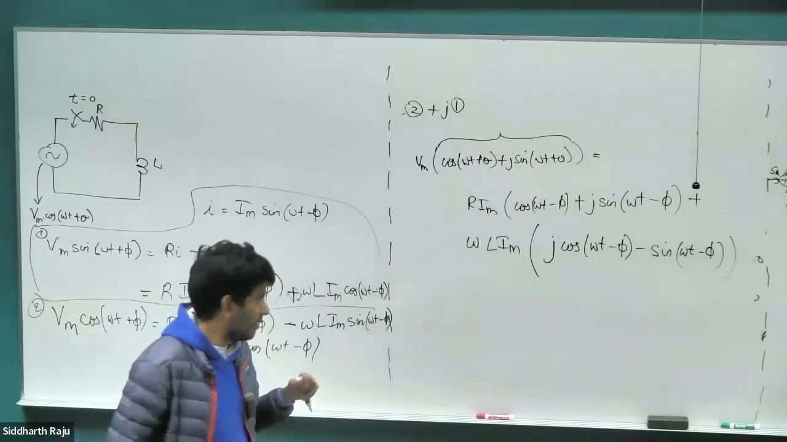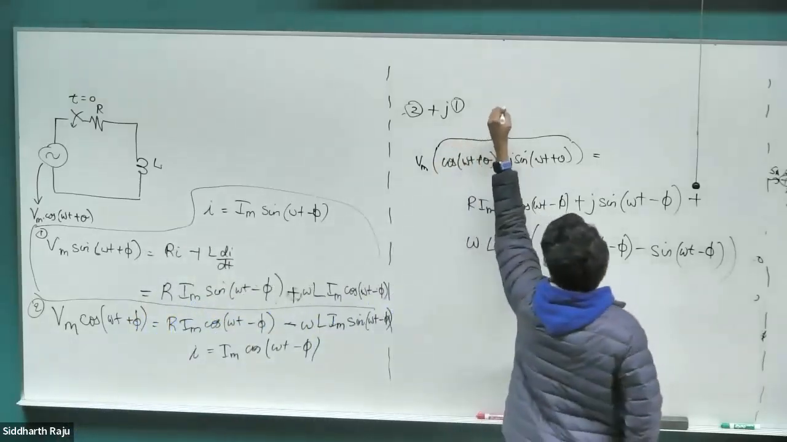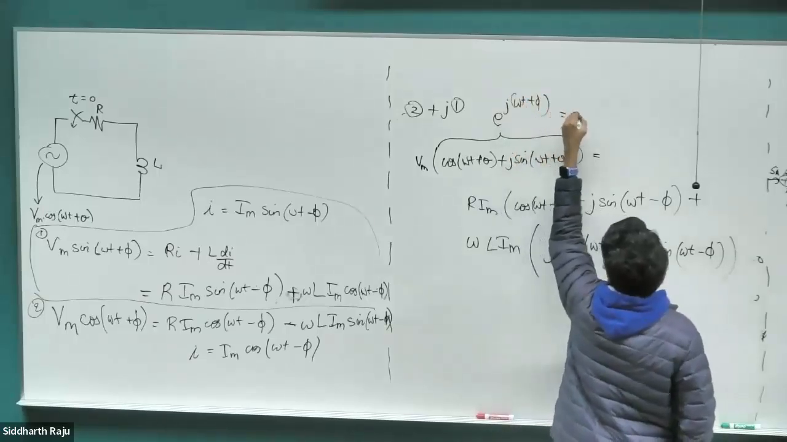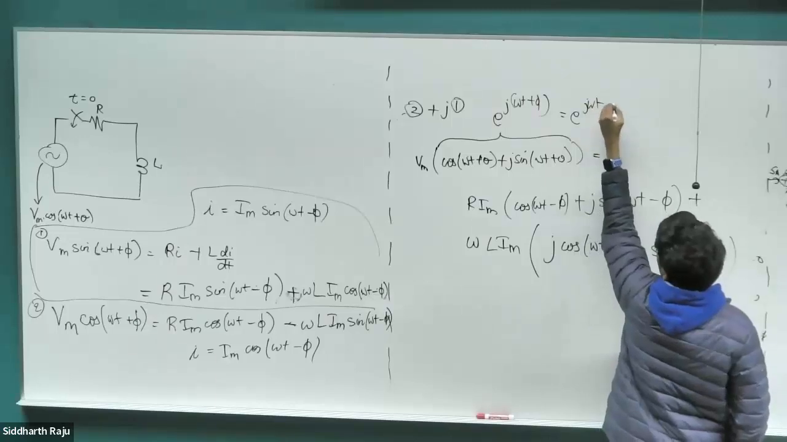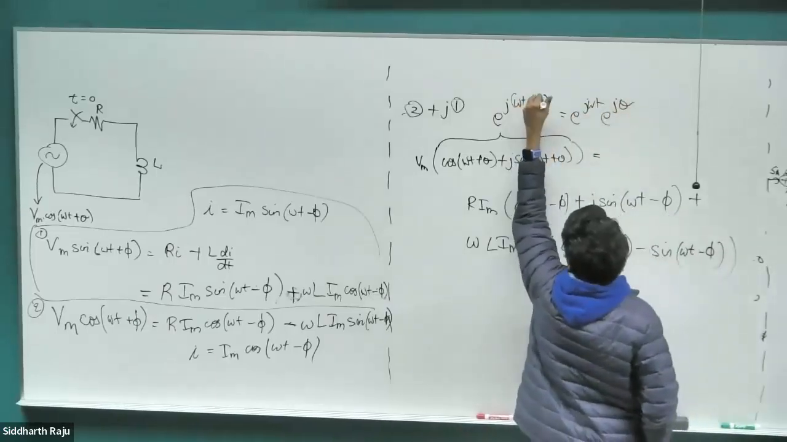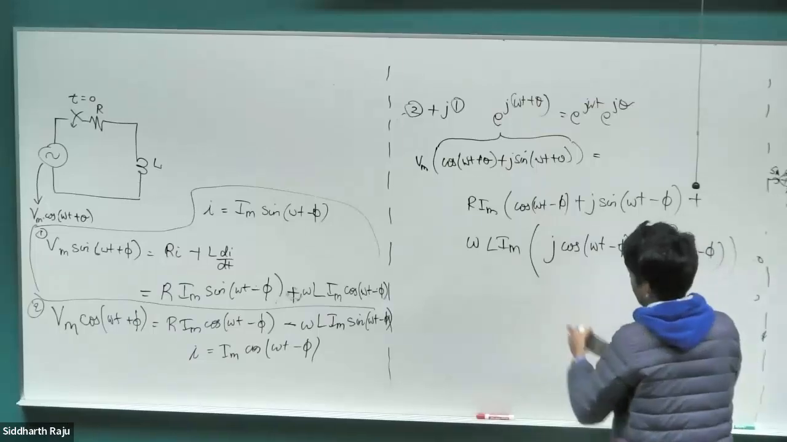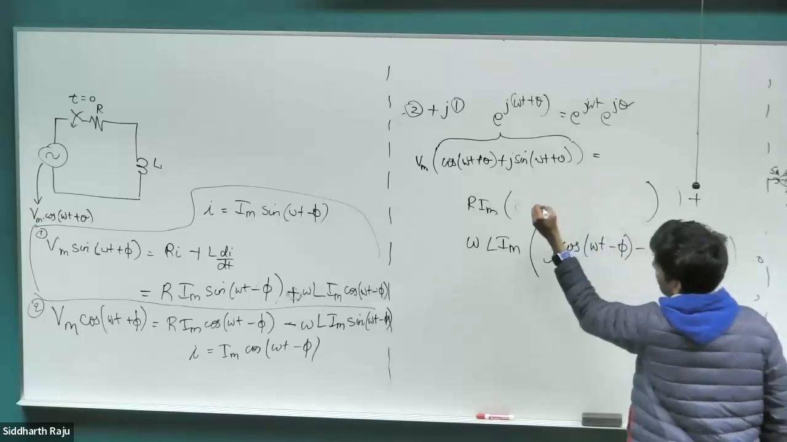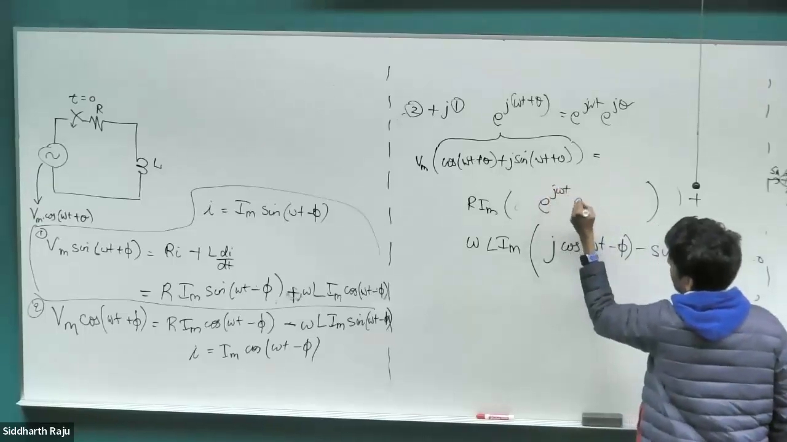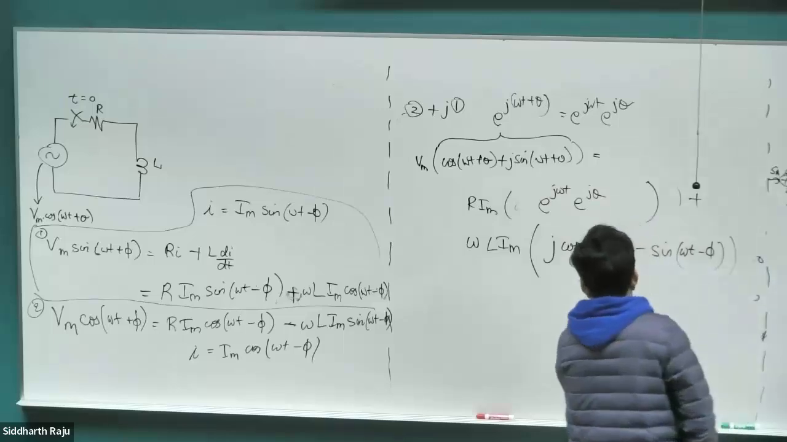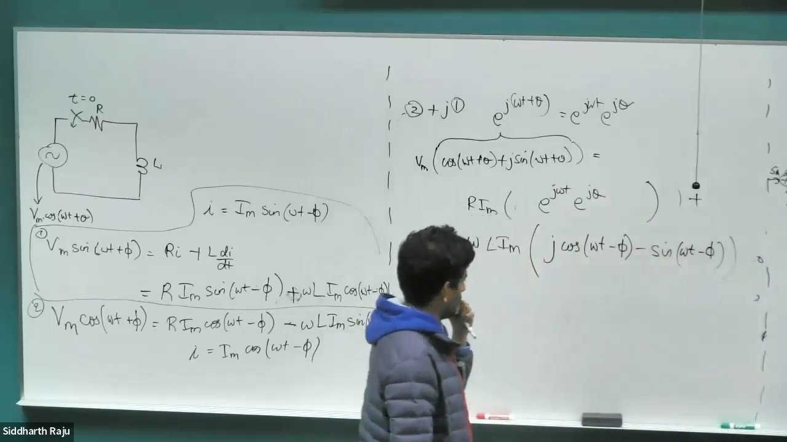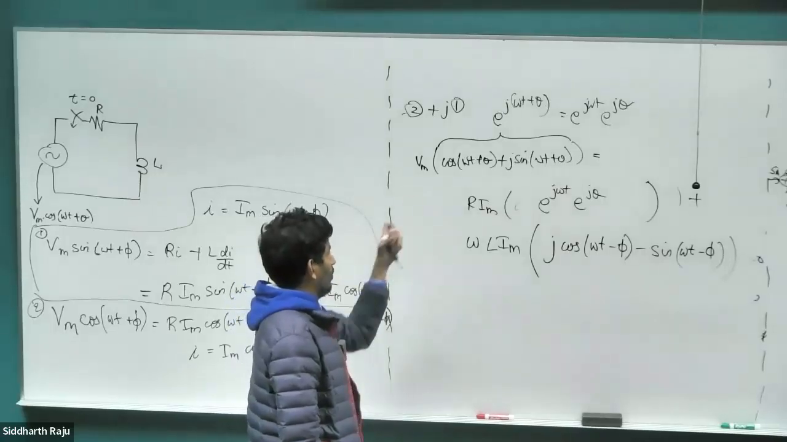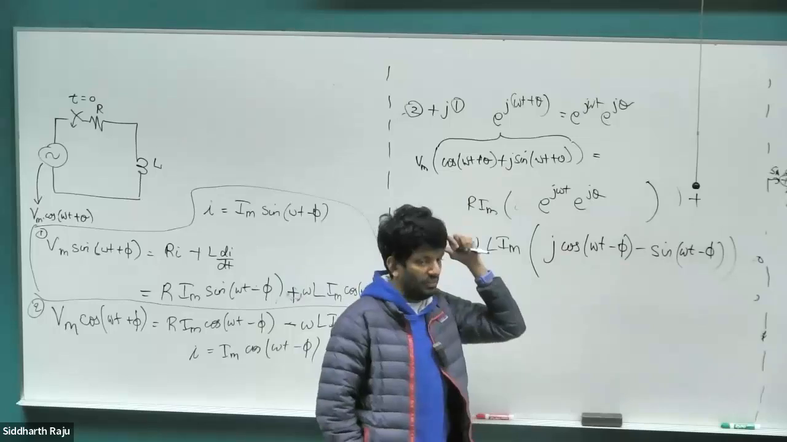e to the j theta. So e power j(omega t plus theta), we are going to write them down as e^(j omega t) times e^(j theta). And then of course the bottom reduces to the same thing as the one on the top, so e^(j omega t) e^(j theta). What does this reduce to? Well, I need it of the form cos theta plus j sin theta.